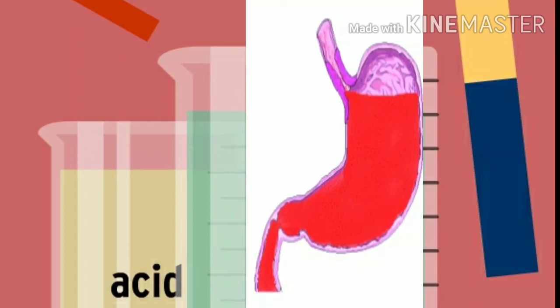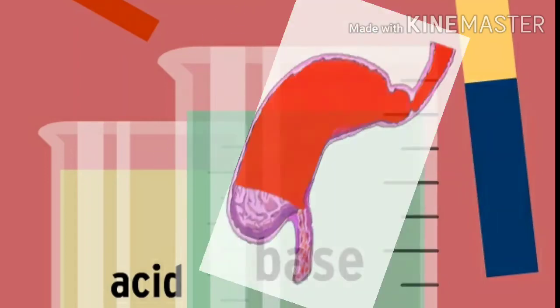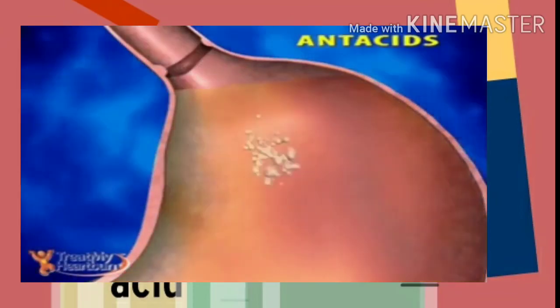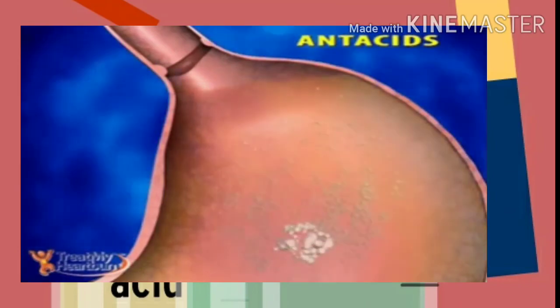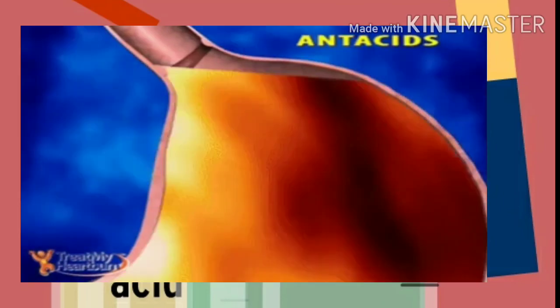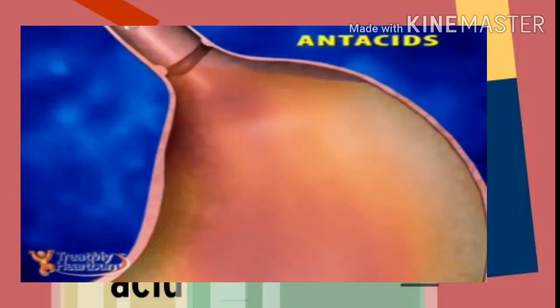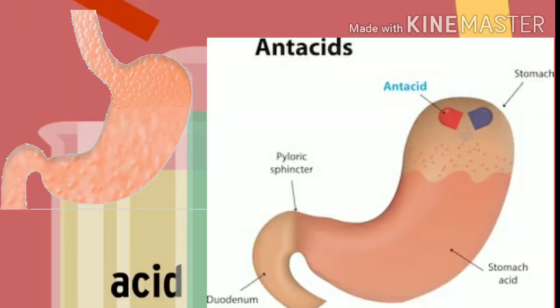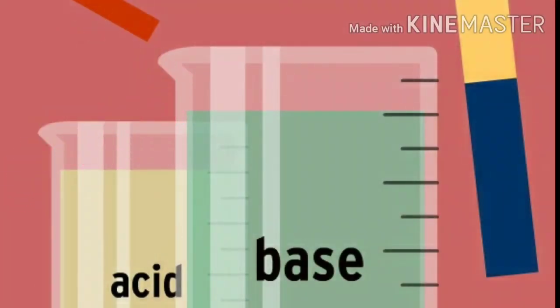This excess acid causes damage to the walls of the stomach. Acidity can be reduced by taking antacid tablets. Antacids are bases, and when they react with the acid in the stomach, they form salts. They neutralize the effect of acid and reduce the acidity in our stomach. So acid-base reaction inside the stomach helps to reduce the acidity when you take an antacid tablet.